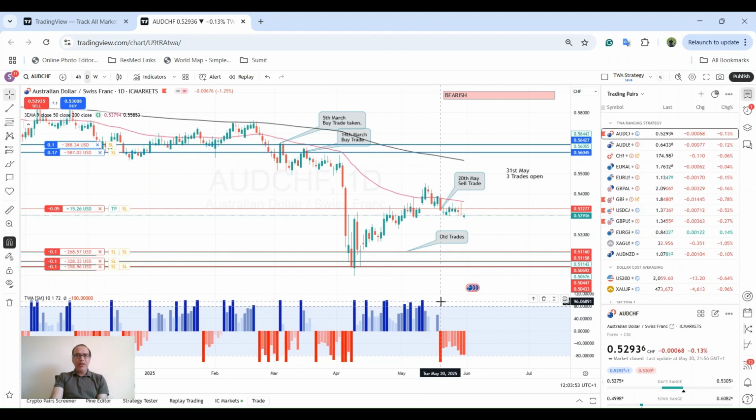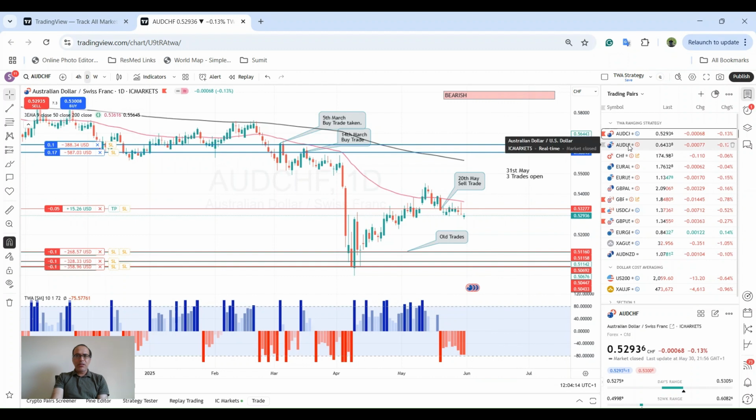Overall, the trend has been bearish, as you can see from the moving averages. The black one is the 200-day, the red one is the 50-day moving average, and it has been bearish. Anyway, so let's keep going.